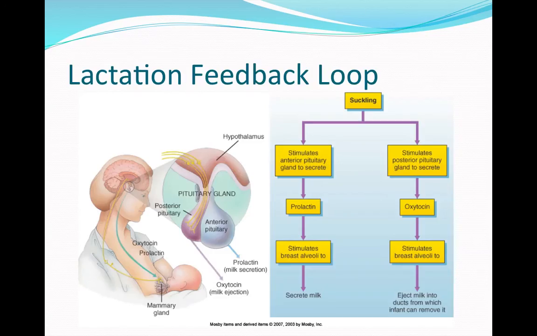So here we kind of have a flowchart showing what suckling will do. First, it stimulates the anterior pituitary to secrete prolactin, and that will stimulate the breast alveoli to secrete the milk. The other thing it will do is stimulate the posterior pituitary gland to produce oxytocin, which stimulates the breast alveoli to eject milk from the ducts, which the infant can then remove. So one produces the milk and one allows the milk to be ejected so the baby can successfully suckle.